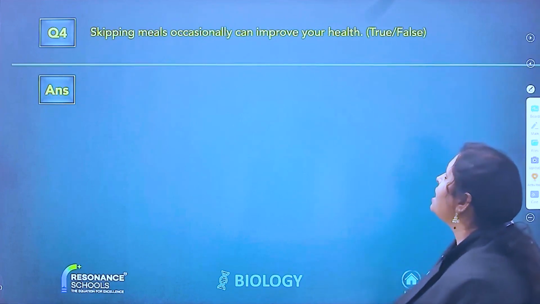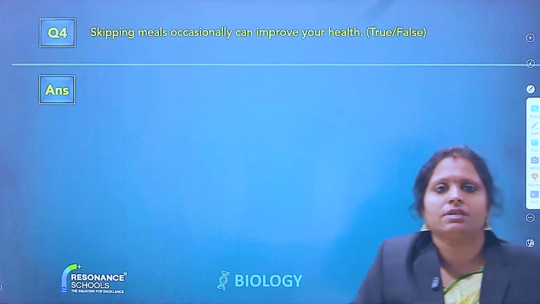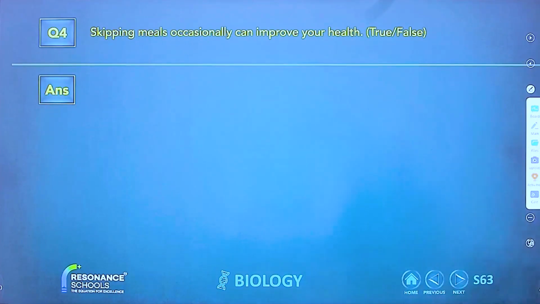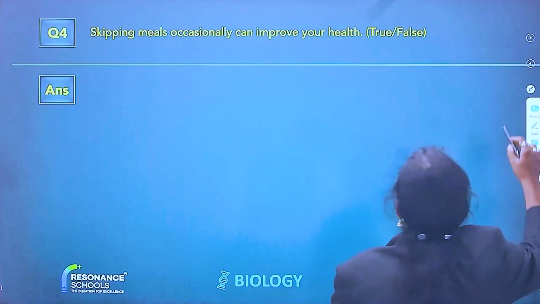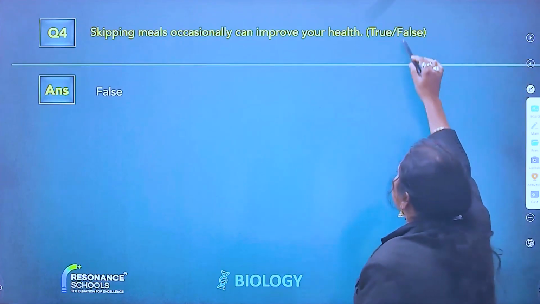Skipping meals occasionally can improve your health. True or false? Tell me the answer for this question. False, very good. I am searching for the answer for those who are typing. Majority of the people have written the answer. So skipping meals occasionally can improve your health: false. False is the answer.